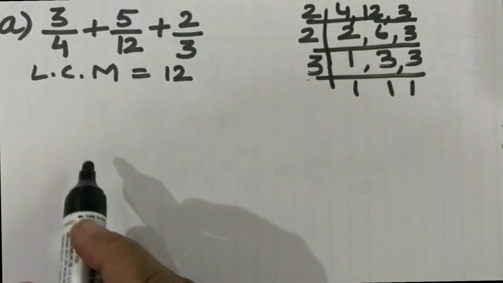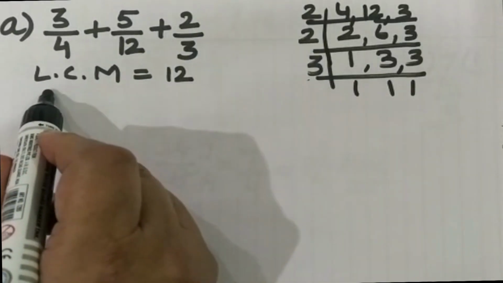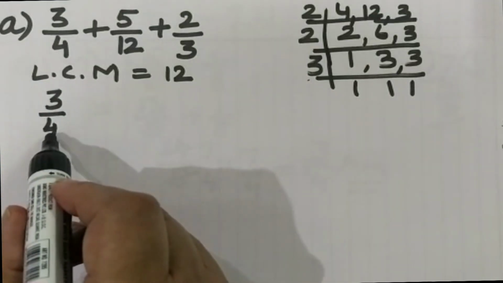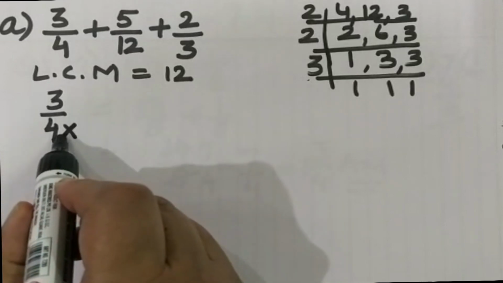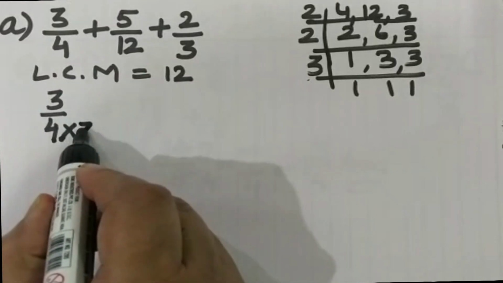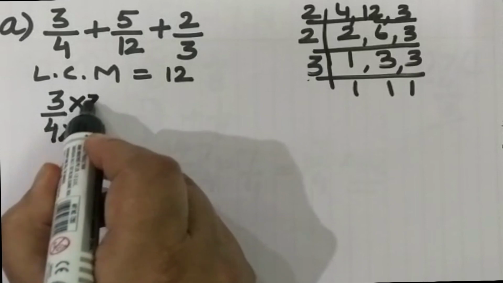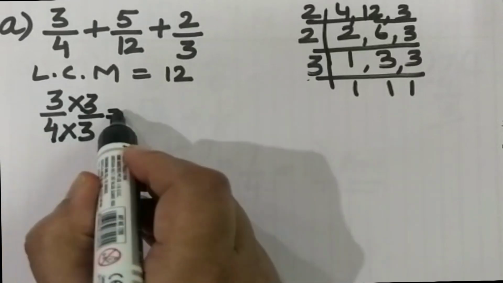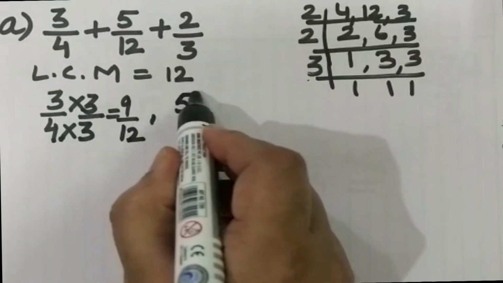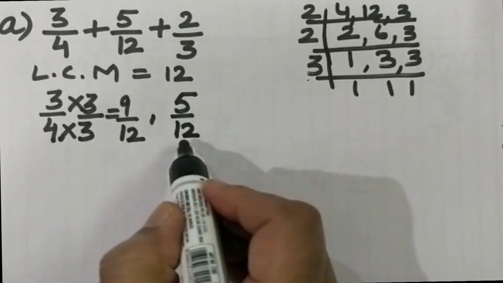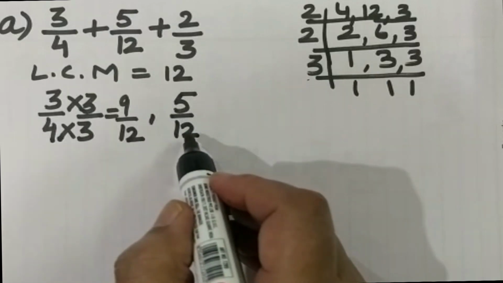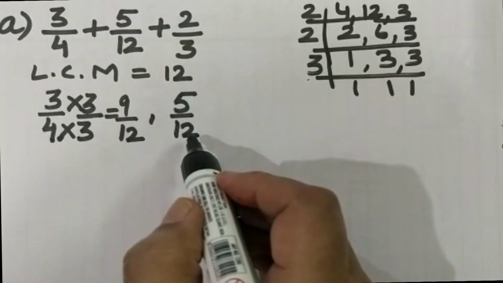So the LCM is 12. So we will write the first fraction 3 upon 4. 4 multiplied by which number will come, we get 12. So 4 times 3 is 12. It means 3 upon 3. So 9 upon 12. Next fraction is 5 upon 12. So here the denominator is 12. So I am leaving this fraction because the denominator is already the LCM number.